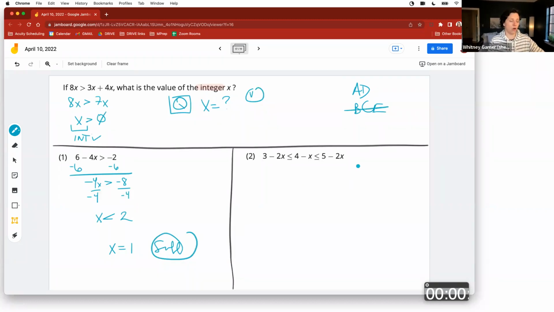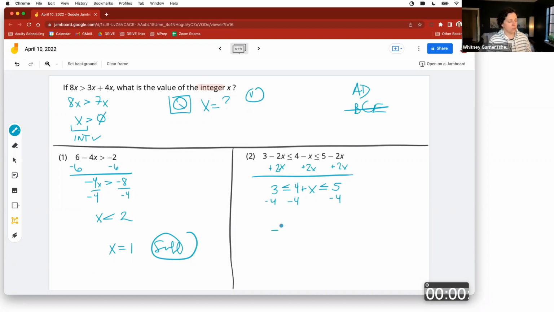In order to solve an inequality with multiple sides, I have to do the same thing to all 3 sides equivalently. So I don't like these 2x's on the end, but they match. So I'm going to add 2x to all parts. So I have to add it everywhere. And then let's just be really careful. This is 3 less than or equal to 4 minus x plus 2x is 4 plus x is less than or equal to 5. Now, at any point, if I had to multiply or divide by a negative, I'd flip all the signs. So I'll subtract a 4 this time.